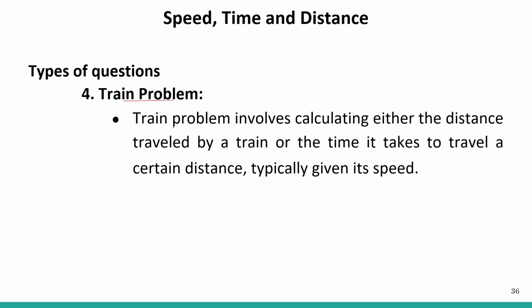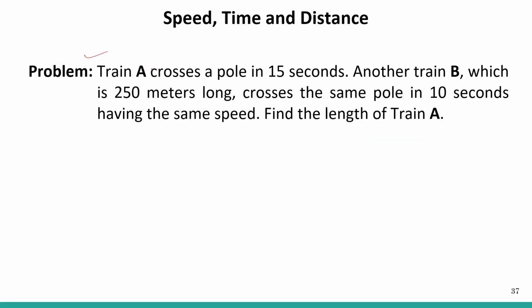So a train problem involves calculating either the distance traveled by a train or the time it takes to travel a certain distance, typically given its speed. So train A crosses a pole in 15 seconds, and another train B, which is 250 meters long, crosses the same pole in 10 seconds. Having the same speed, find the length of train A.